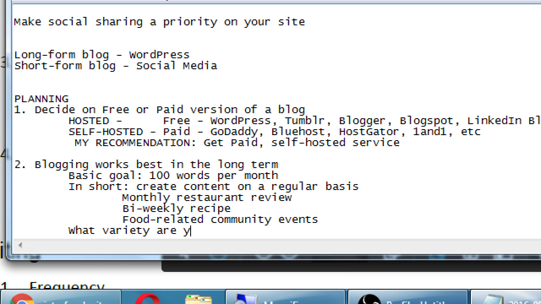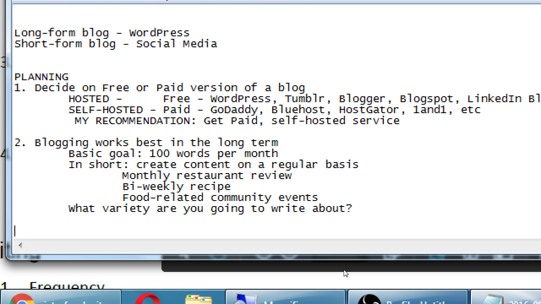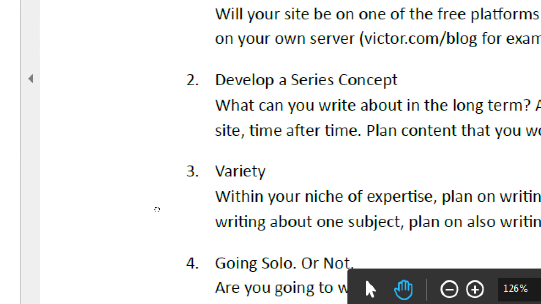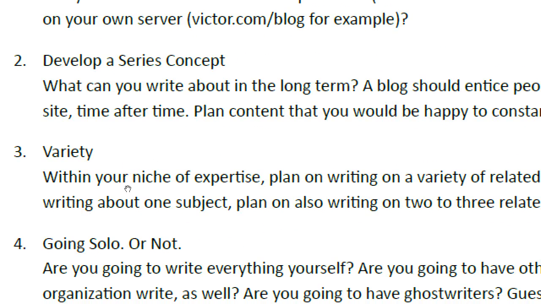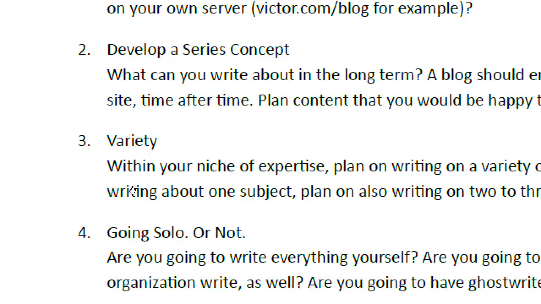What variety are you going to write about? If you go look again at the example of Texcoco, there are these various articles that explain a traditional Mexican food. There are articles about events. There's one about like childhood obesity. There's a variety of topics about food and how that client, that restaurant, relates to food. So 2 and 3 are related to each other. You've got a concept. What are you going to write about in the long term? How are you going to get people to keep coming back?